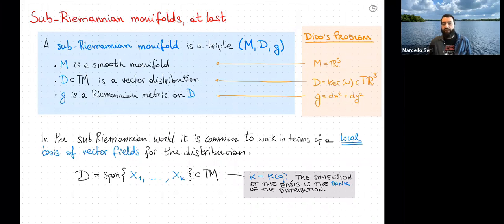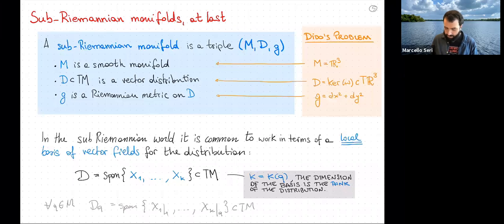You can always locally find an orthonormal basis of vector fields that spans your distribution. And so what you generally do is, well, if you have it globally, then that's just amazing. But otherwise, just say I have a local one. This means that for all q in M, this D_q is the span of the vector fields X1 at q, blah, blah, blah, Xk at q. And this gives you your subspace.